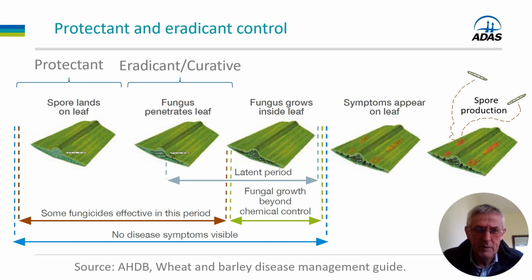If the treatment gets delayed a little bit, then we'll be treating a leaf in which the fungus has already managed to penetrate and has just started to grow. But with a systemic fungicide, we can still eradicate or cure that latent infection and obtain a level of disease control. And then if our spray gets delayed beyond that point, we actually reach a stage where the fungus has grown to such an extent within the leaf that it is going to produce symptoms regardless of whether we treat or not.